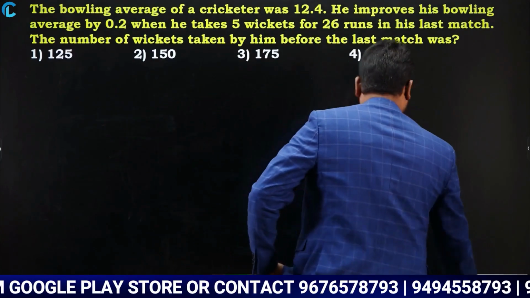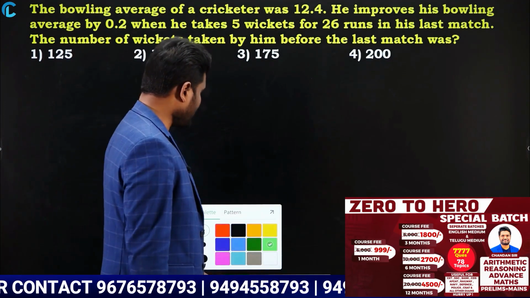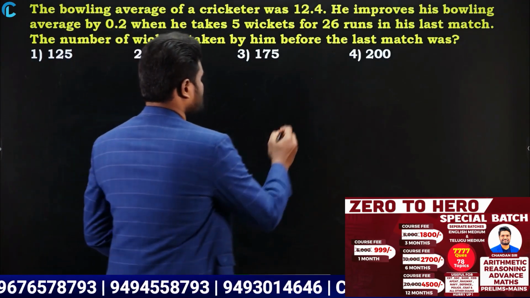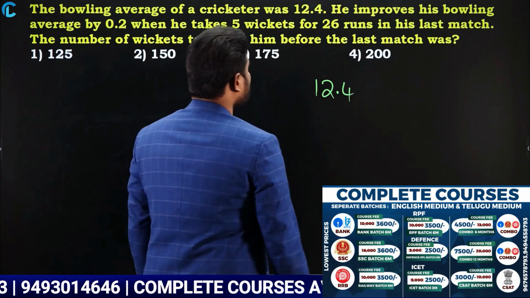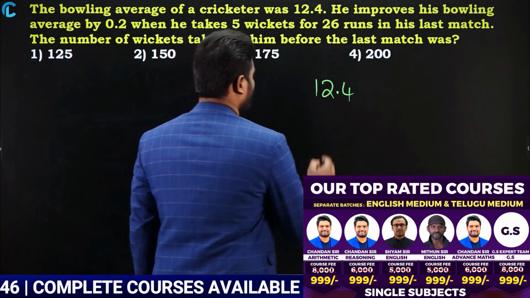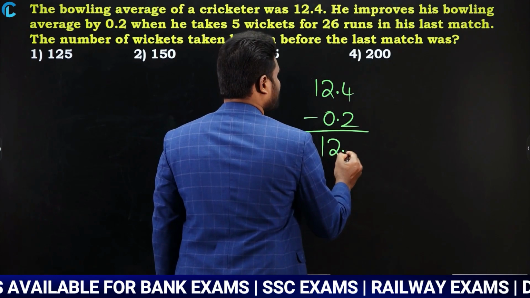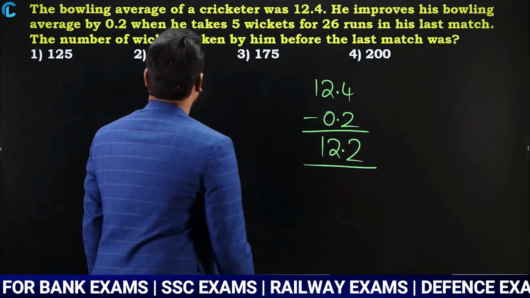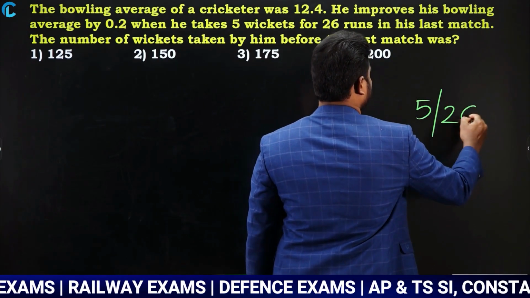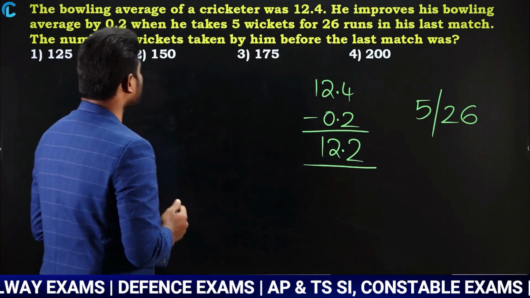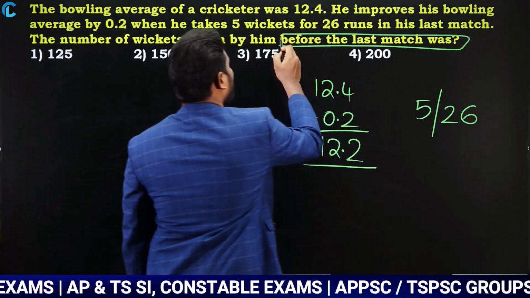Okay. Let us look at the next one. In this question, if you look, the bowling average of a cricketer was 12.4. So bowling average is 12.4. He improves his bowling average by 0.2, which means now his bowling average is going to be 12.2, when he takes 5 wickets for 26 runs. Okay, 26 runs in his last match. The number of wickets taken by him, look here, again it is before the last match.